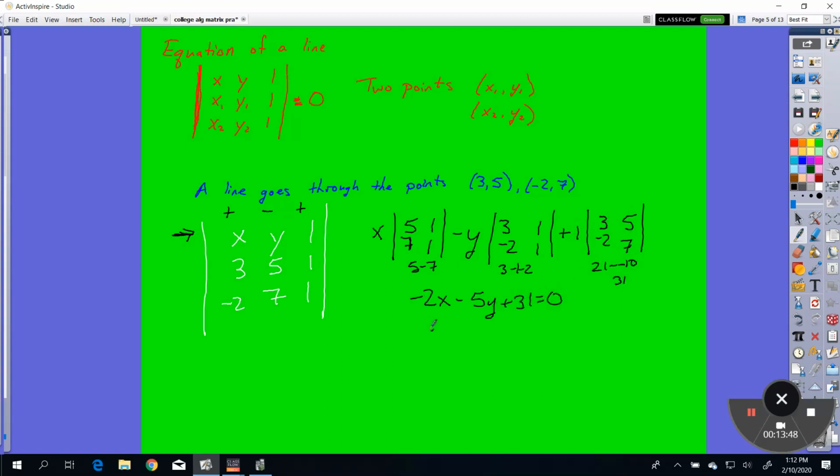We like our x and y to be positive, so we have 2x, but we like our x to be positive. So I multiply everything by a negative to make the x positive. So that just switches all of the signs. So that's how we find the equation of a line using a matrix as well.